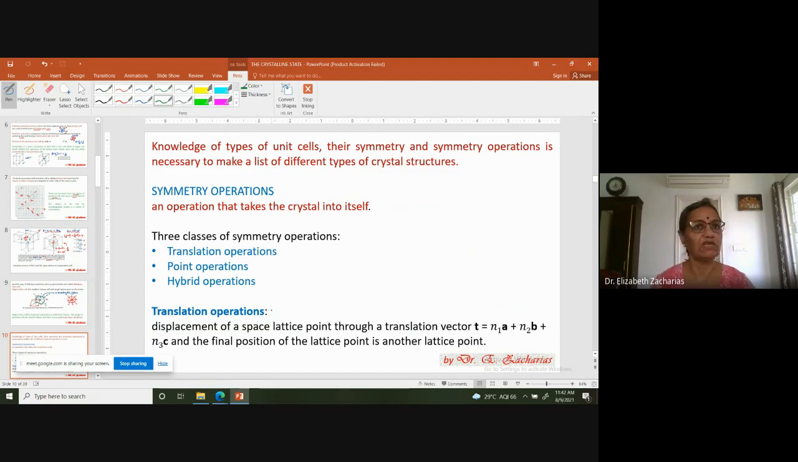Translation operation, you've already seen in the previous class. If I have a lattice point here inside a crystal and I have another lattice point here, in going from a lattice point R to R prime, I can only go by using a translation vector so that R prime is equal to R plus T. And we have seen what this T is. T is the translation vector given by n1 a plus n2 b plus n3 c. n1, n2, n3 are necessarily integers, and R prime and R are both going to be lattice points which are identical.